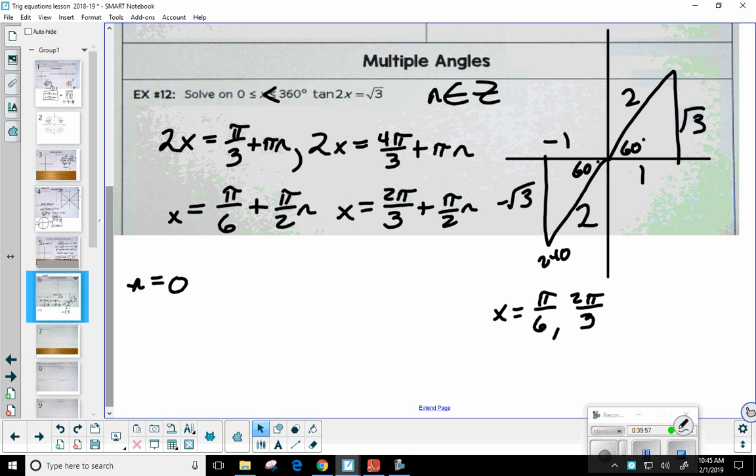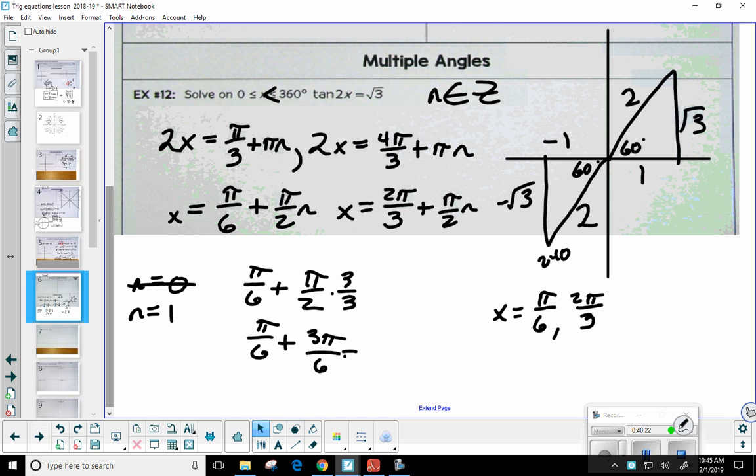So now we've taken care of n equals 0. Now I'm going to move on to n equals 1. Okay, so pi over 6 plus pi over 2 times 1. So that's just pi over 2. But this is what I was talking about. What's going to happen? Okay, now let me walk through. What would be my common denominator? 6. So I got to multiply by 3 over 3. That's going to give me pi over 6 plus 3 pi over 6, which is 4 pi over 6, which is 2 pi over 3.